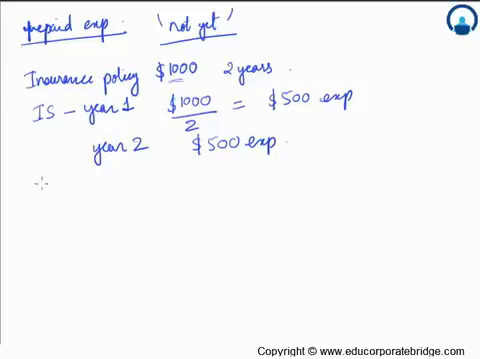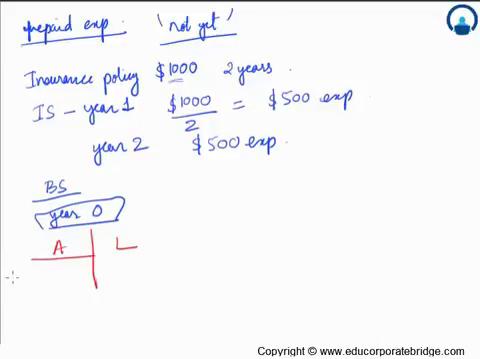Now let us look at how the balance sheet movement will take place in these 2 years. Balance sheet, let's make it from the start. During year 0, assets and liabilities. Here in year 0, when you have not yet used the insurance policy, we will record a prepaid expense to an extent of $1,000.